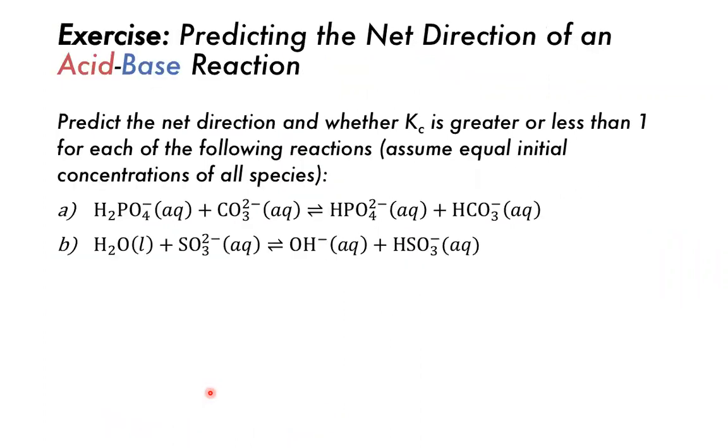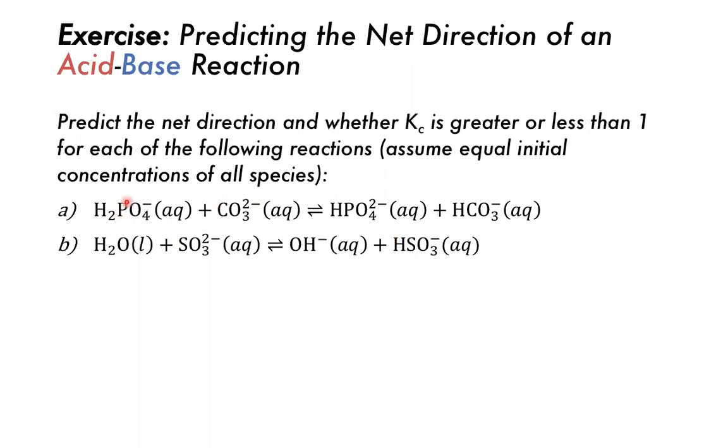So we're asked to predict the net direction of an acid-base reaction. Predict the net direction and whether Kc is greater or less than 1 for each of the following reactions. Assume equal initial concentrations of all species. So here is reaction 1, here is reaction 2. We can use our previous table to help us with these problems, and to tell us which one is going to proceed in which direction. We saw all these reactions earlier, they're the same reactions.